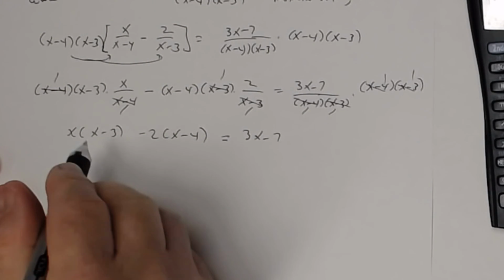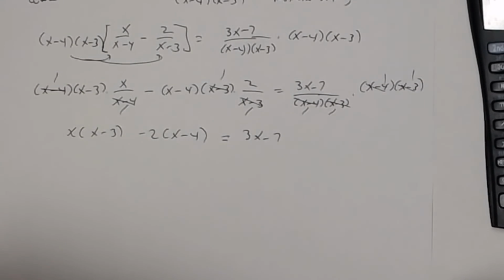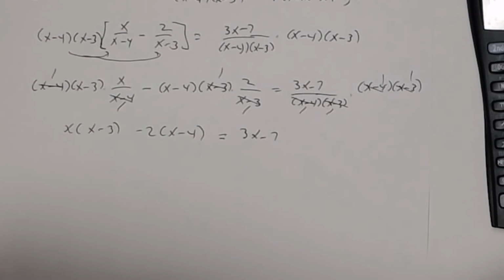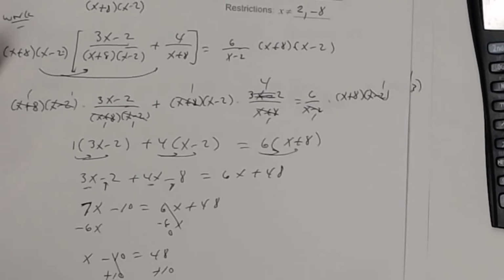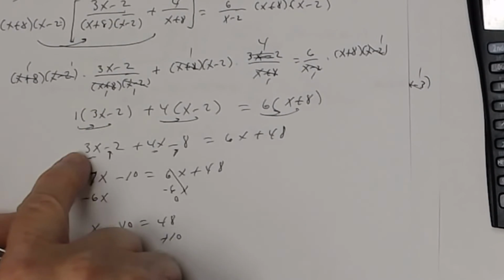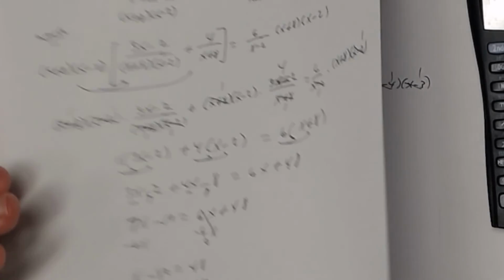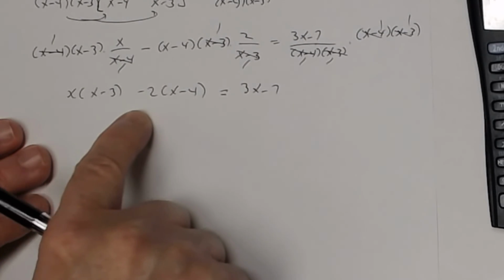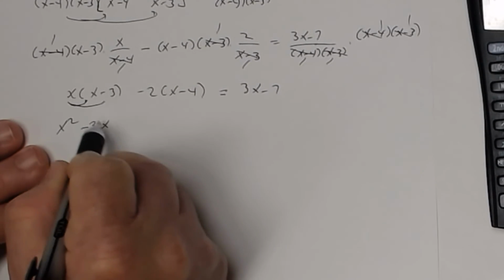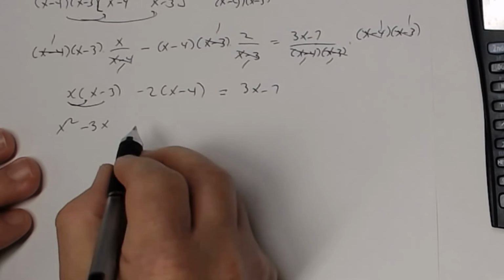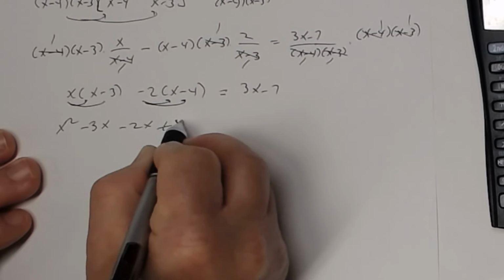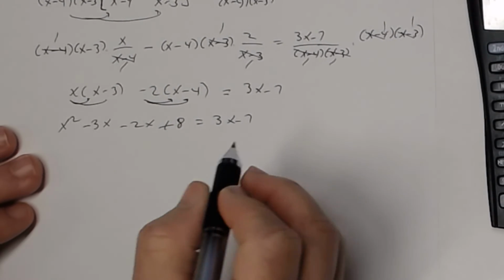But what I do have, though, if you remember in the third problem, I had this rational expression as well, right? Except when I came to this point, I ended up with a linear equation. Now I have a quadratic equation because x times x is x squared. X times a negative 3 is a negative 3x. So this x squared, now I have quadratic. A negative 2 times x is a negative 2x. A negative 2 times a negative 4 is a positive 8 equal 3x minus 7. So I have this quadratic equation.